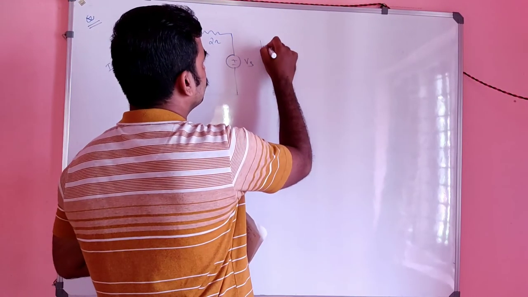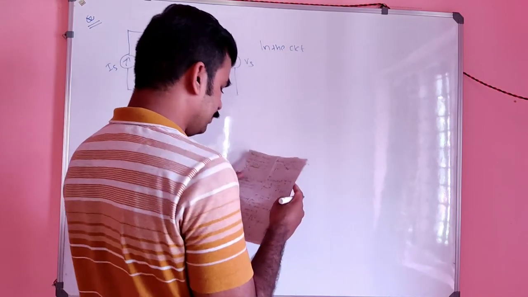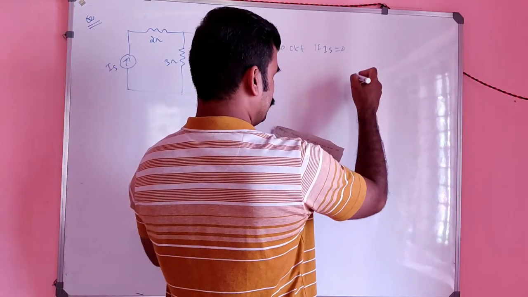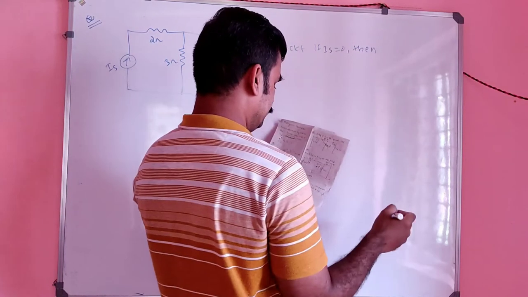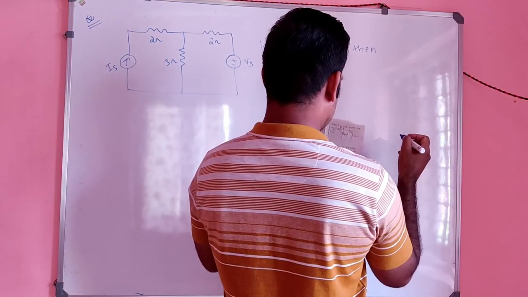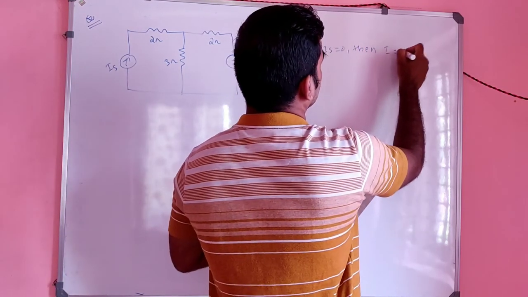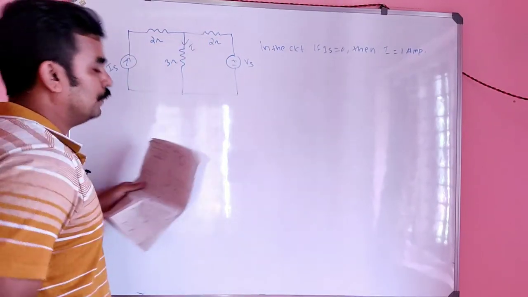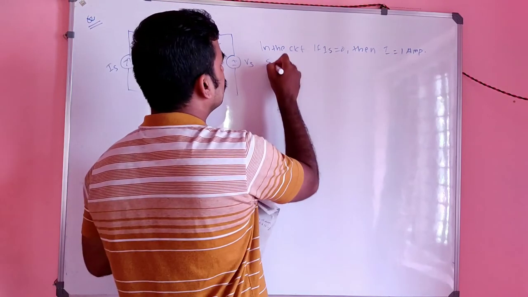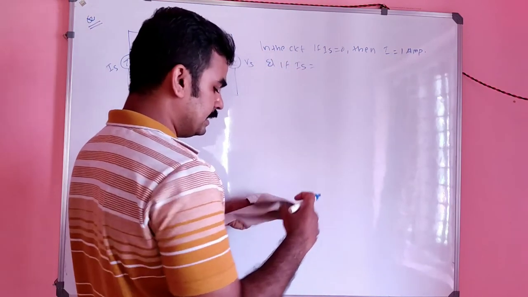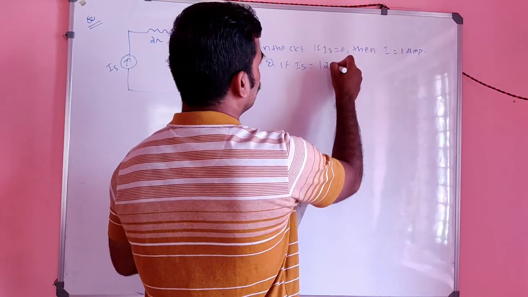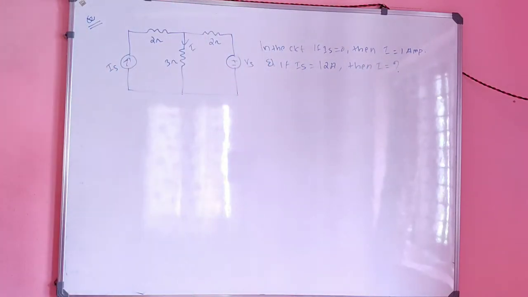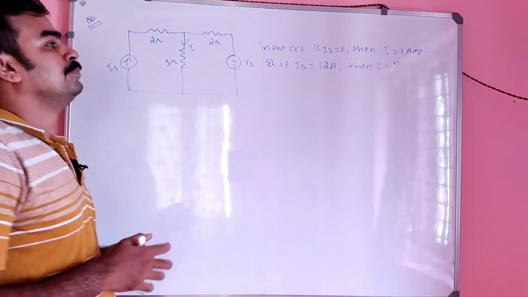In the circuit, if Is equal to 0, then I equal to 1 ampere. I is nothing but this current. Okay. And if Is is equal to 12 ampere, then I equal to what? Then I equal to what? So this is the question.